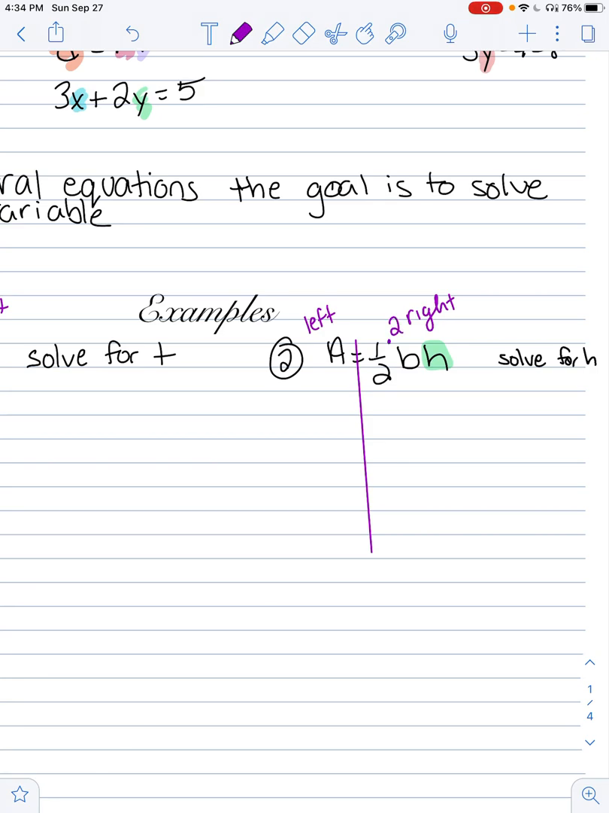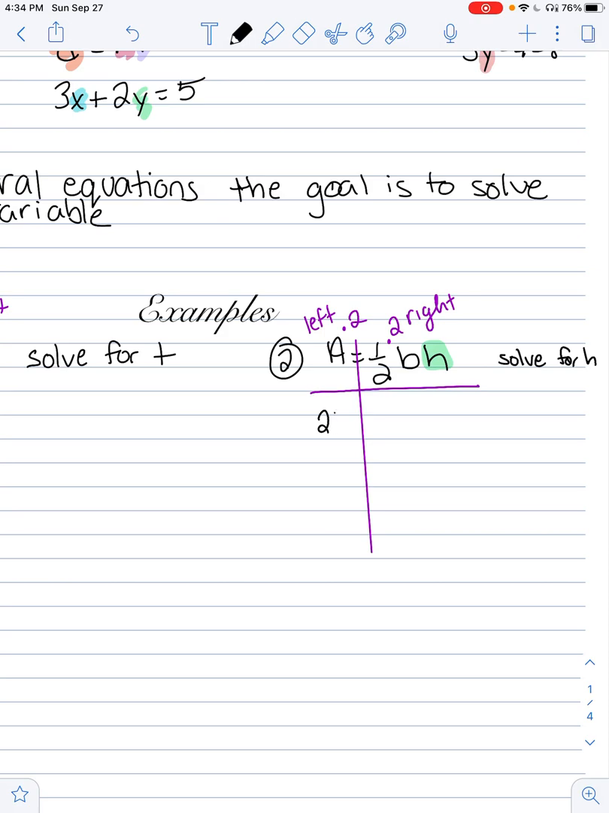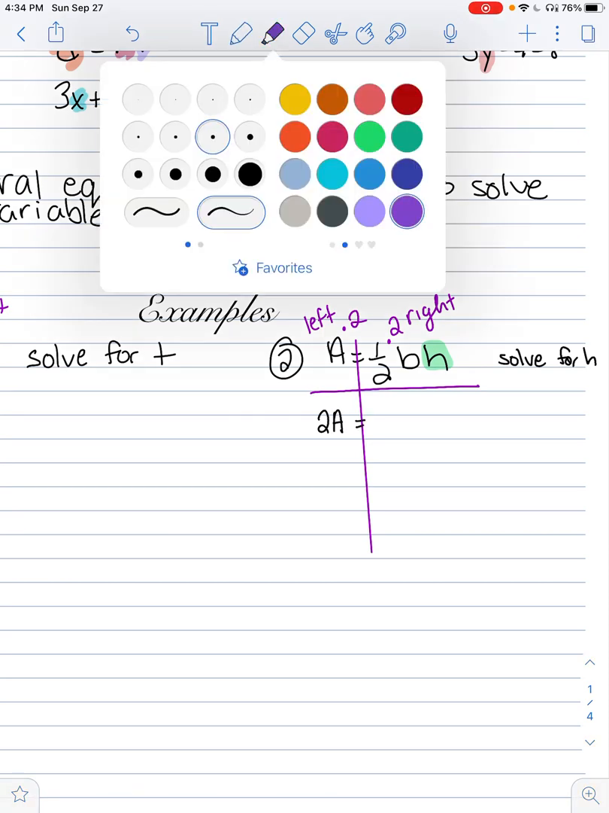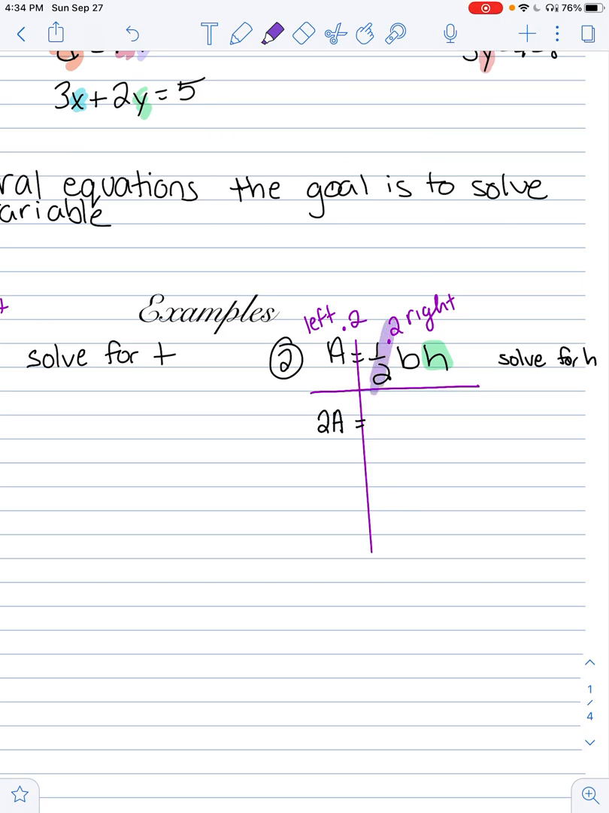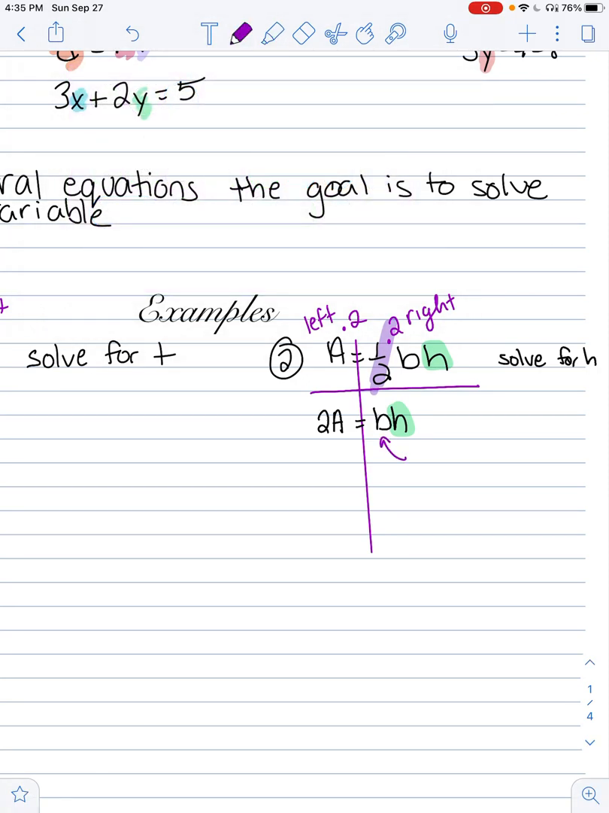So I'm going to multiply by 2 on the right side, and I'm also going to multiply by 2 on the left side. So when I multiply by 2 on the left side, I'm left with 2 times a, or just 2a. And on the right side, my 2 and my 1/2 cancel each other out, and I'm left with b times h. So I'm still trying to solve for h here. I still want to get h by itself, but I have this b attached to it. So the b is directly next to that h.